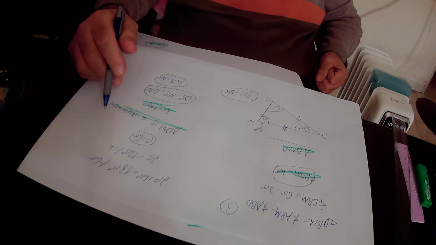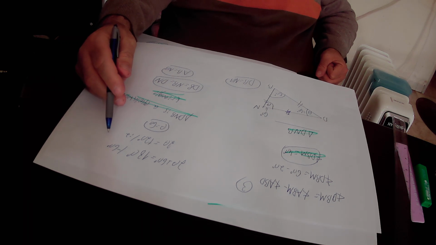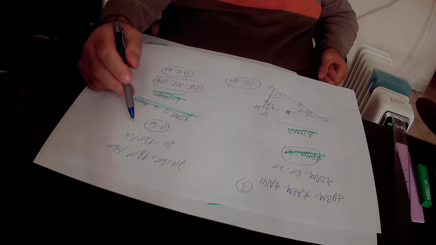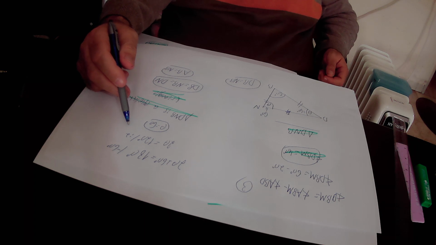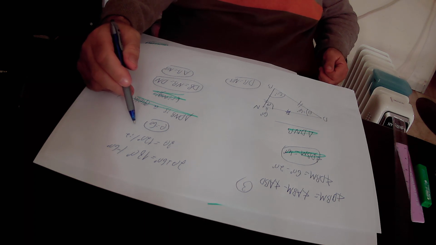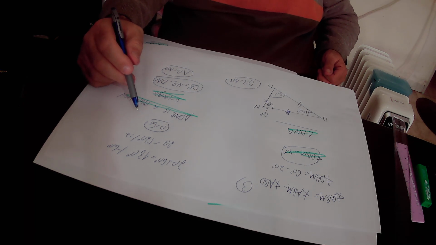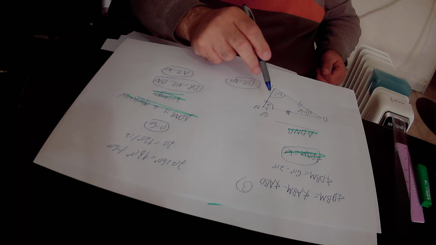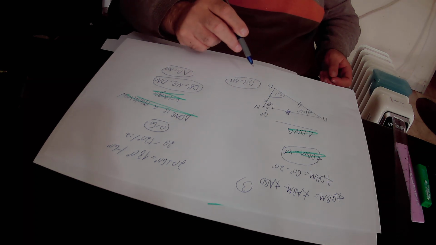So we subtracted 60 degrees from this equation. We found out that 2 theta equals 180 minus 60, which is 120. So 2 theta equals 120 degrees. We divided this equation by 2 and finally we found out that angle theta equals 120 over 2, that is 60 degrees. So this angle theta equals 60 degrees.